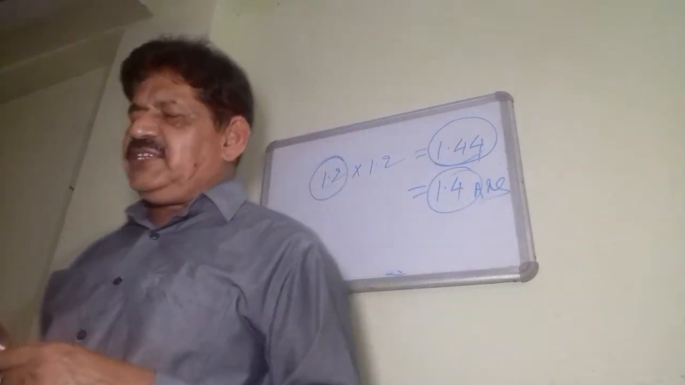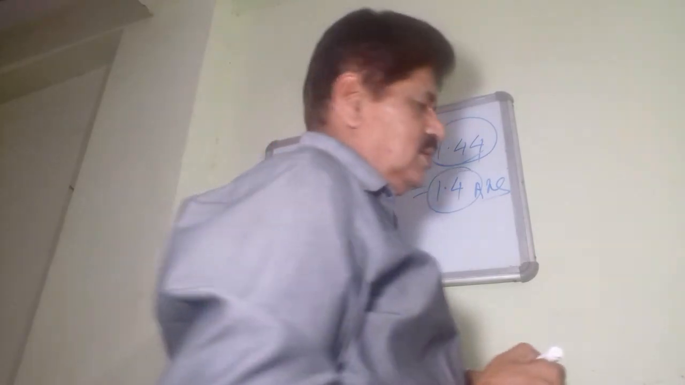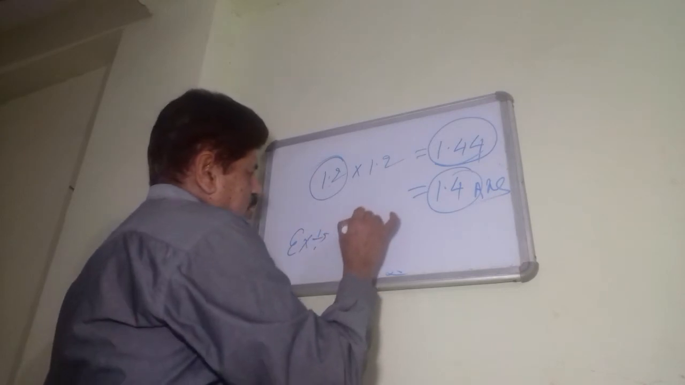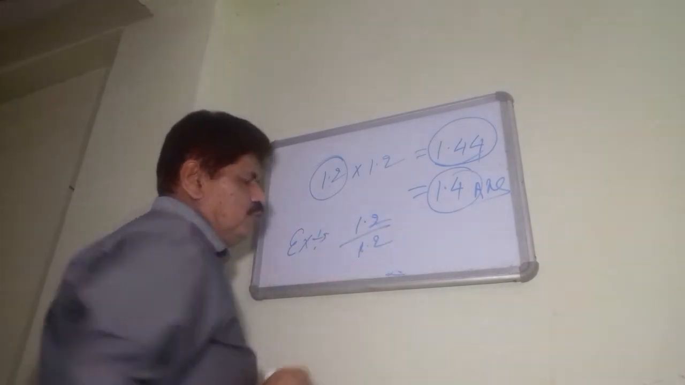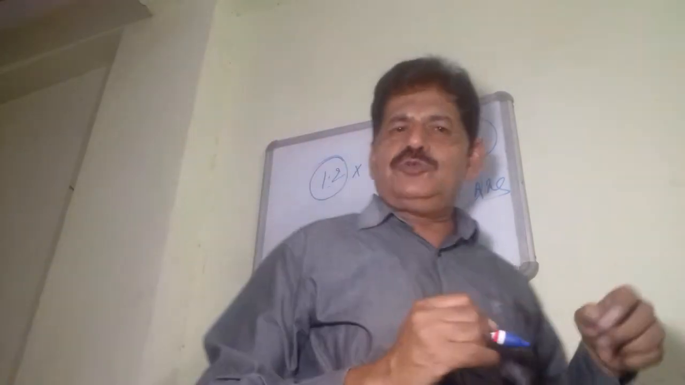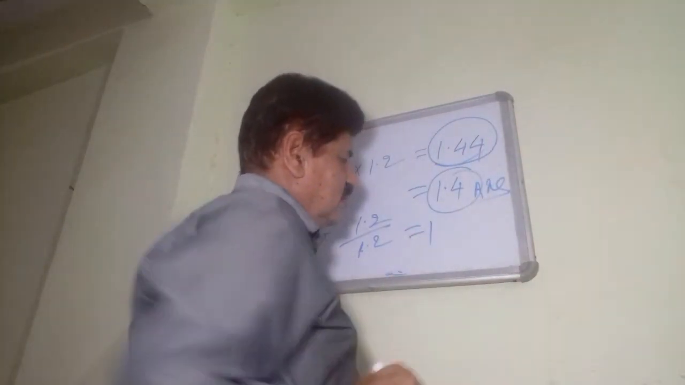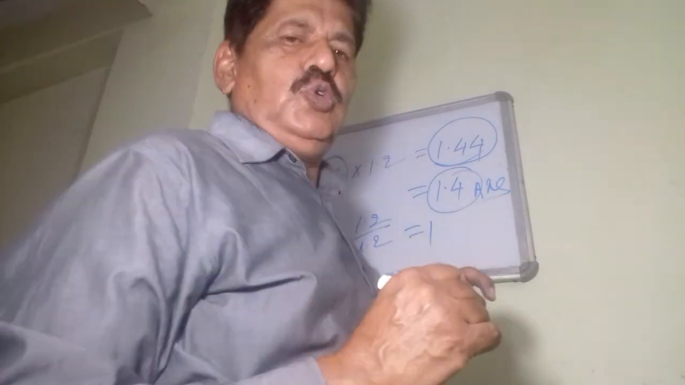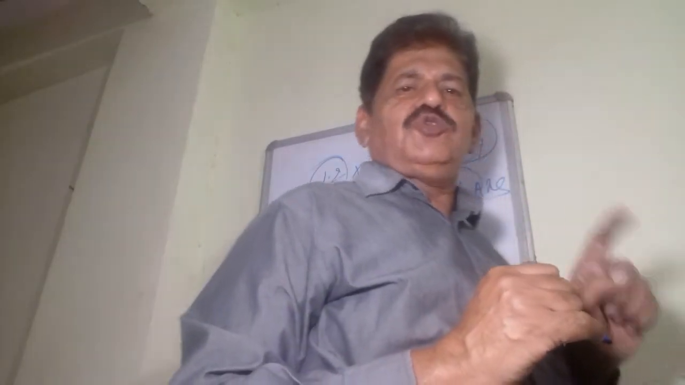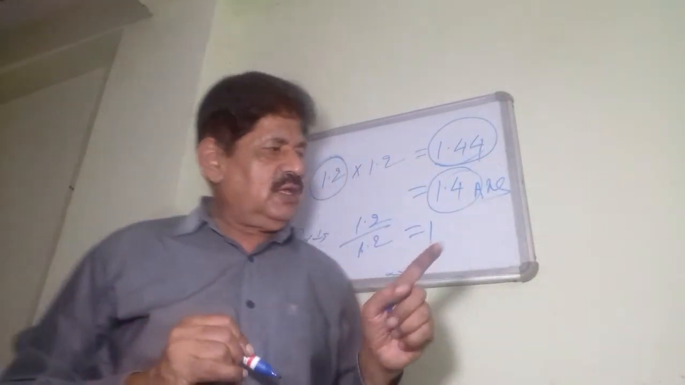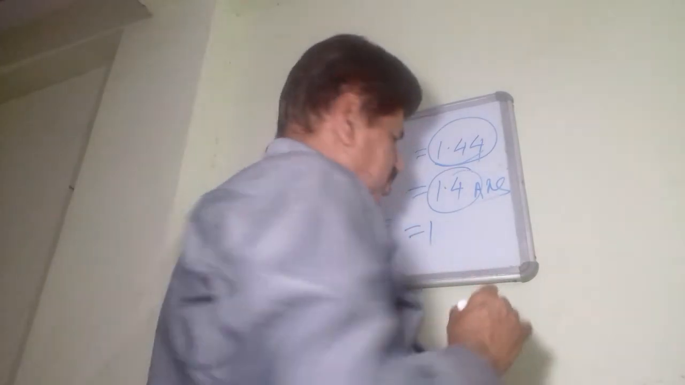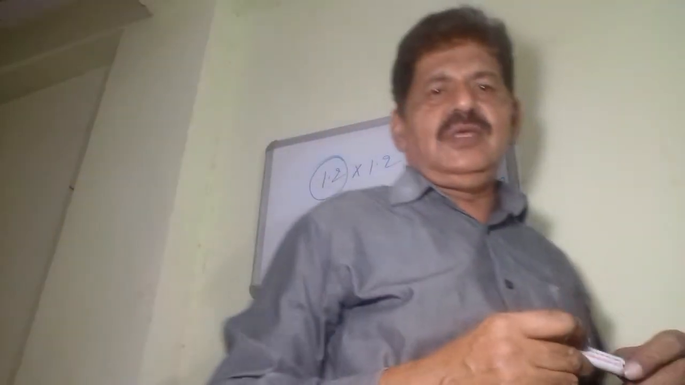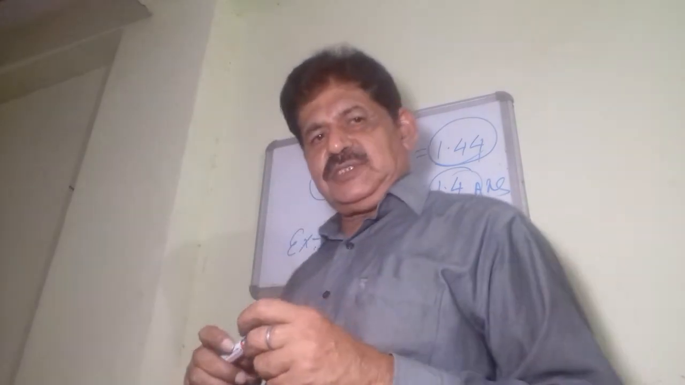Similarly, in case of division, the same rule is applied. For example, if we divide 1.2 by 1.2, the original numbers are 1.2 and 1.2. So the result is 1. The answer must have two significant figures because the original numbers have two significant figures. Here it is only one significant figure, that is wrong. You should write here 1.0. So this is the correct answer. In this way, mathematical operations take place.